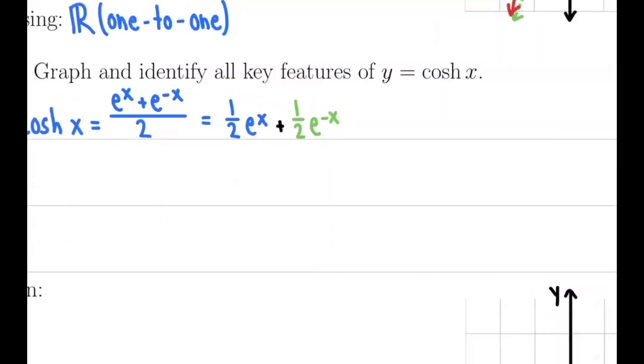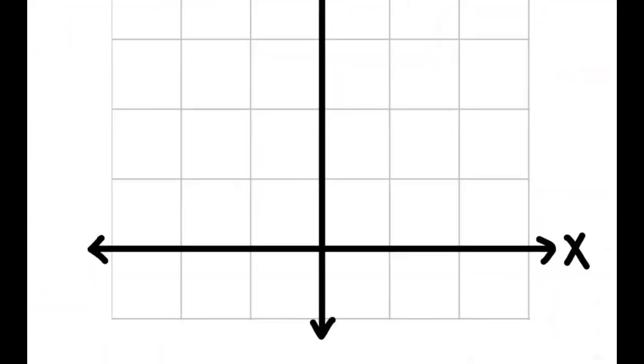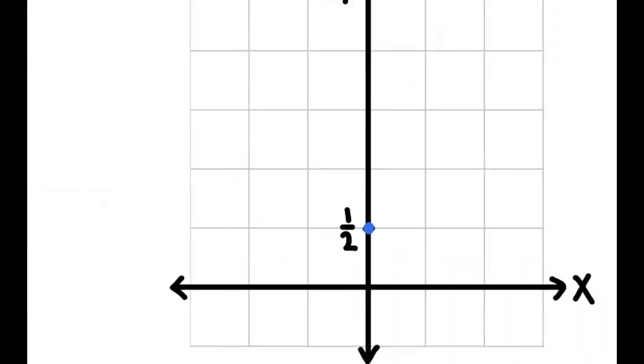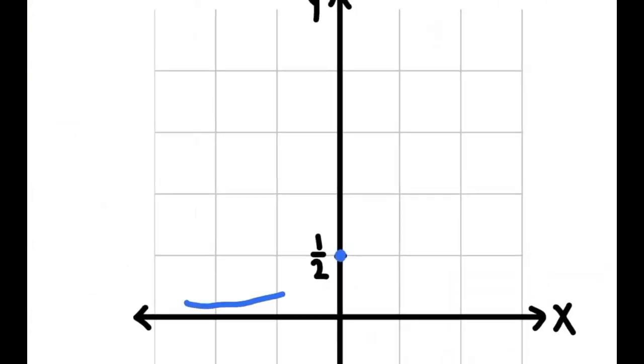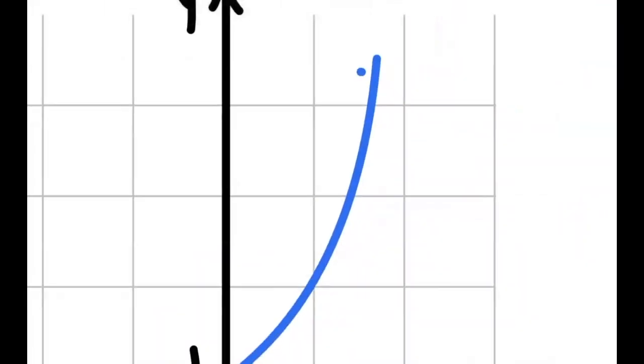So let's take a look at 1/2 e to the x. Well, we already graphed that right here. Again, the y-intercept is 1/2 because when you plug in 0 for x, you get 1/2. And it's increasing, so it's going to look like this. And the other one's just going to be reflected about the y-axis.